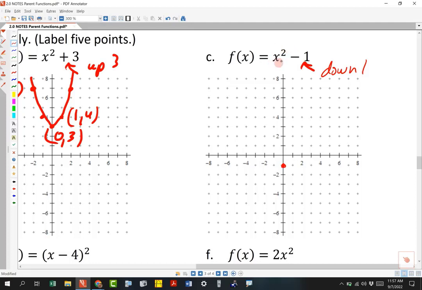The shape is still exactly the same. It's still that parent graph. Right 1 up 1 squared, right 2 up 2 squared. Left 1 up 1 squared, left 2 up 2 squared, so up 4. And this is what the shape looks like. Okay, label 3 points on that.